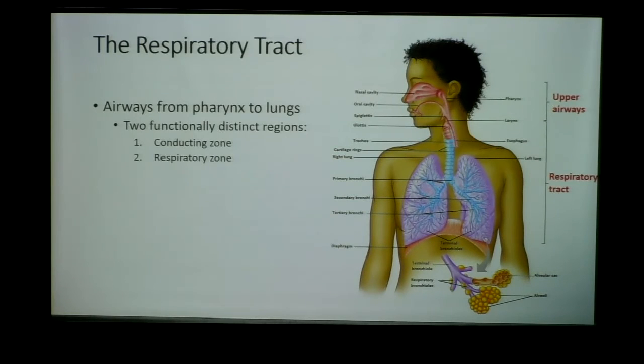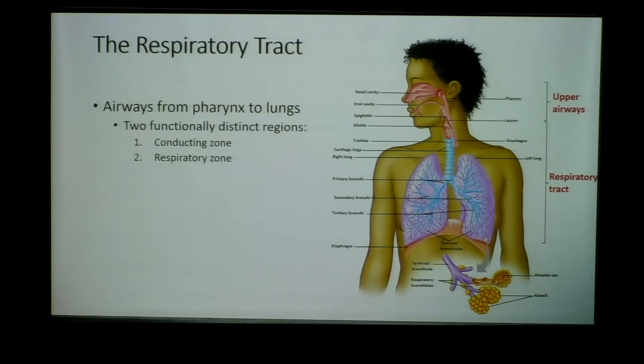So this basically starts at the pharynx and goes all the way down to the rest of the lungs where we have respiration taking place. So there are two distinct regions of the respiratory tract. There's the conducting zone and there's the respiratory zone. Can anyone predict the conducting zone's job? What would be the job of the conducting zone? So conducting that air, right? It's just basically bringing air in and facilitating the passage of air down to the respiratory zone.